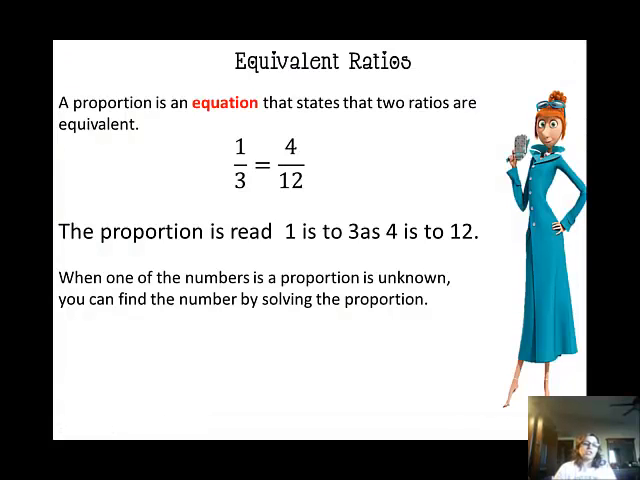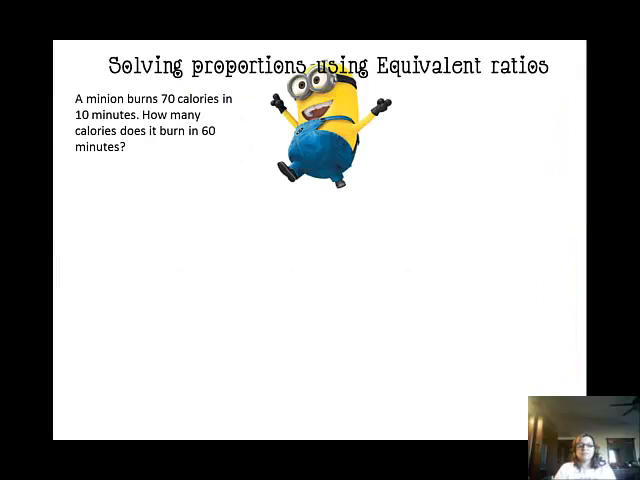A proportion is the equation that states that 2 ratios are equal. 1 over 3 is equal to 4 over 12. And the proportion is read 1 is to 3 as 4 is to 12. So when one of the numbers in a proportion is not known, you can find that number by solving the proportion.